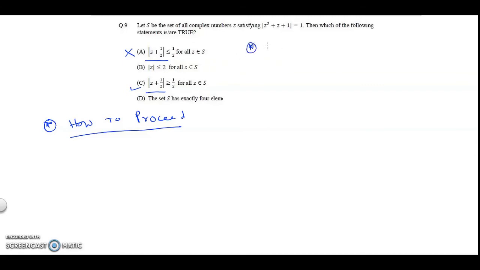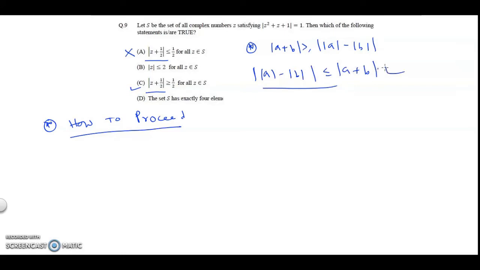I think you know this inequality, that is modulus of A plus B is greater than or equal to modulus of A minus B. You must have known this inequality. Or you can write it in this way: modulus of A minus modulus of B is less than or equal to modulus of A plus B. Check your book in the inequality chapter, you will see this and also its proof. We will use this for this equation.